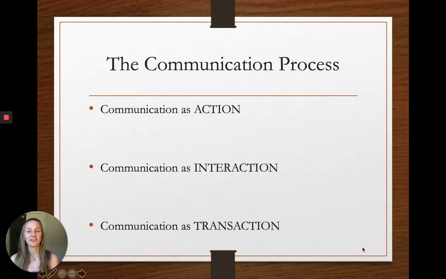The communication process is really important for us to study because it helps us look at how communication happens and how we might be able to be more effective communicators with one another. Something that your book doesn't talk too much about, but that I think is really important, is how the model of communication and how we understand the communication process has actually evolved over time.